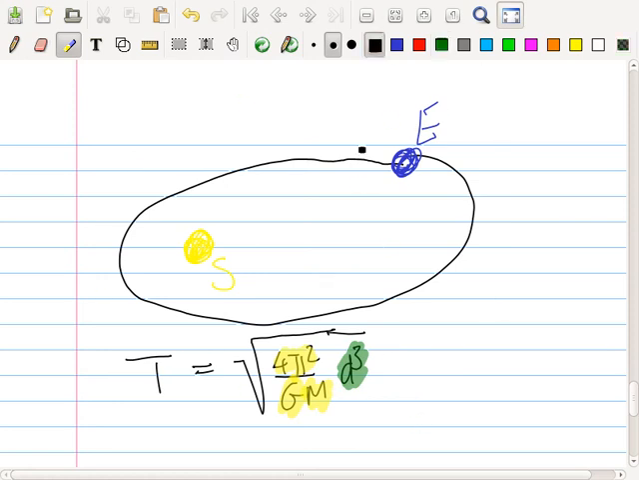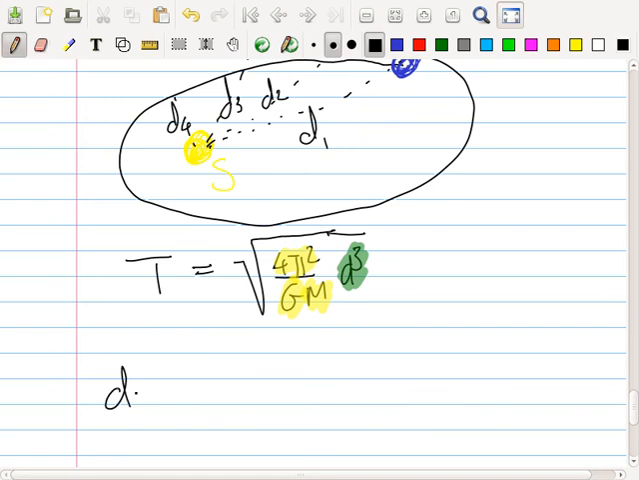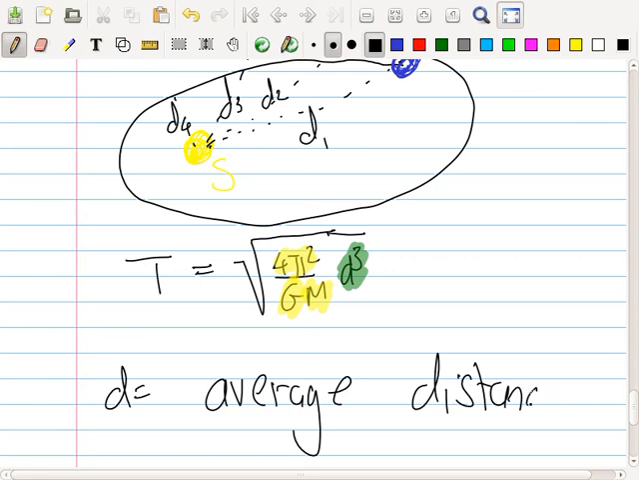So what does this d cubed mean? If I look here, let me call that distance d1, for example. And then tomorrow, maybe it's here, I call this distance d2. And then the next day, d3. You add all of them and divide. It depends how many days I take. If I do a year, it'd be 365. So basically, the d is the average distance from the Sun.